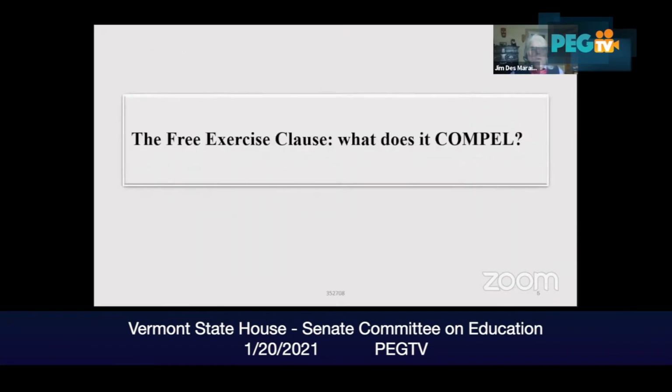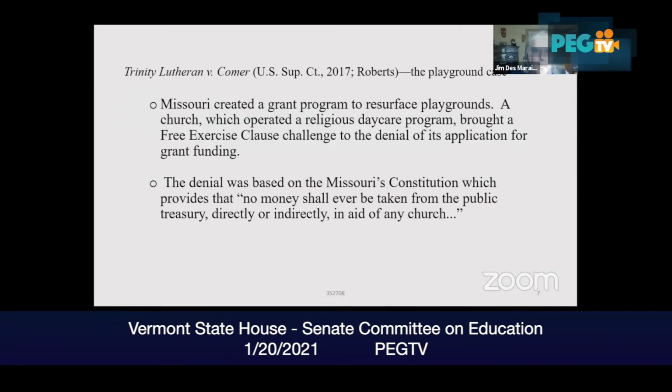The question next is, what does the Free Exercise Clause compel? And what this gets into is the question of discrimination against religious programs or schools. The leading case here is Trinity Lutheran versus Comer, which was a 2017 Supreme Court case written by Roberts. It's known as the playground case. So Missouri created this grant program to resurface playgrounds. So it's for safety of kids. And a church which operated a religious daycare program sought to get this grant funding and was denied because it was a church.